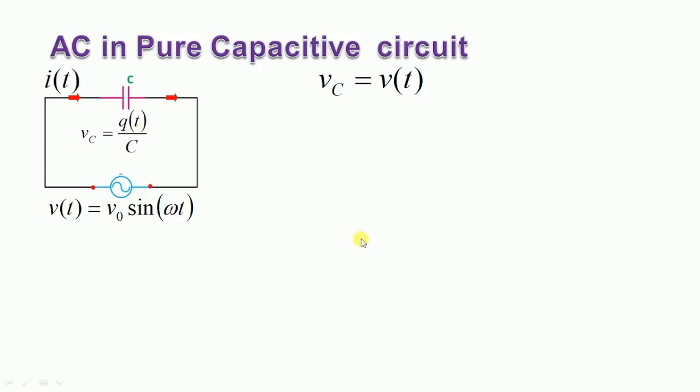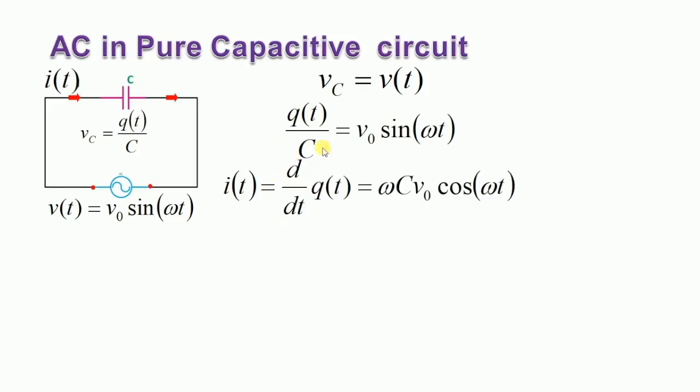Simple Kirchhoff's voltage law will render us the voltage across the capacitor equal to the instantaneous voltage, and we shall replace this Vc by Q of t upon C. Students may remember that the charge in the capacitor Q is always directly proportional to the voltage applied, and the constant of proportionality we define as capacity. So Q is equal to CV is the basic relation. So V is equal to Q by C. That is, voltage across the capacitor is Q of t by C.